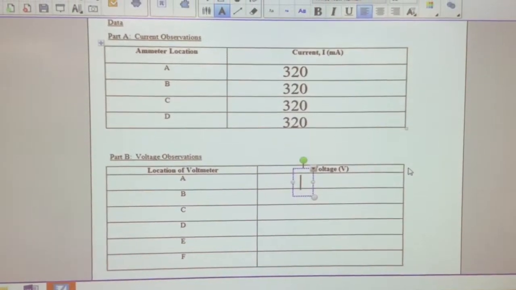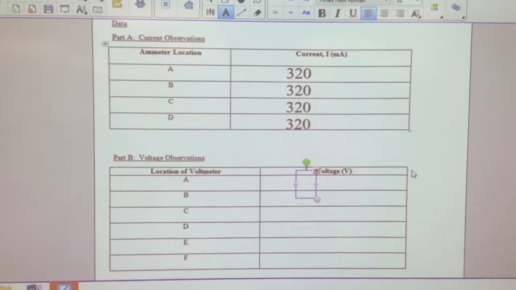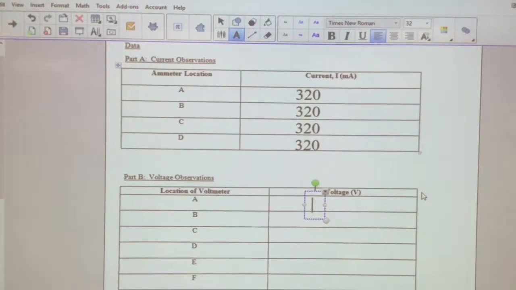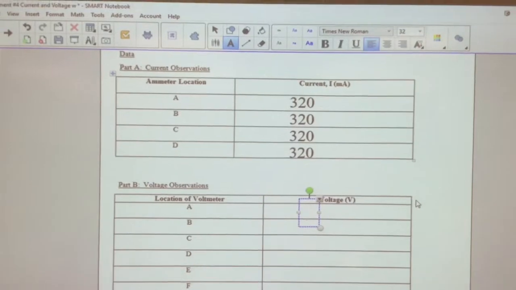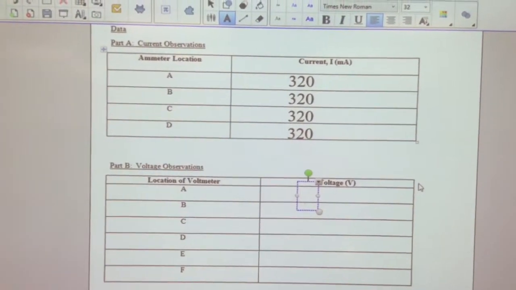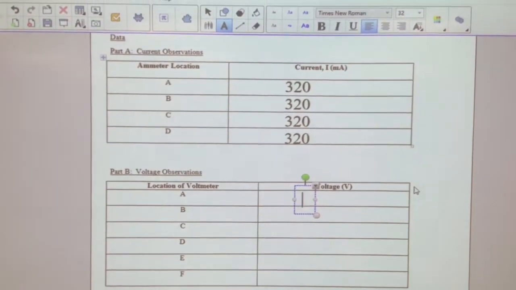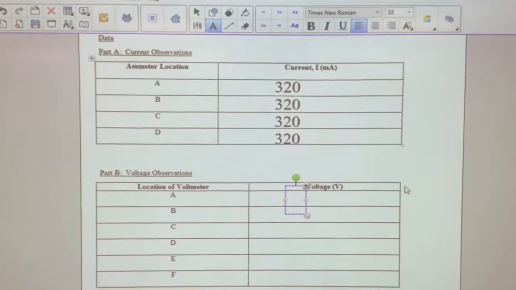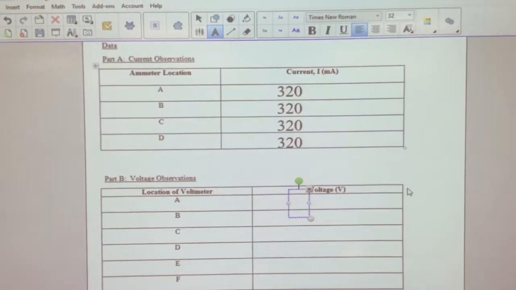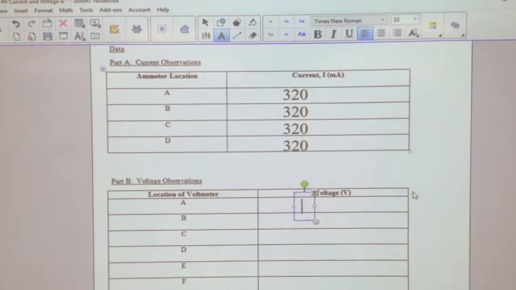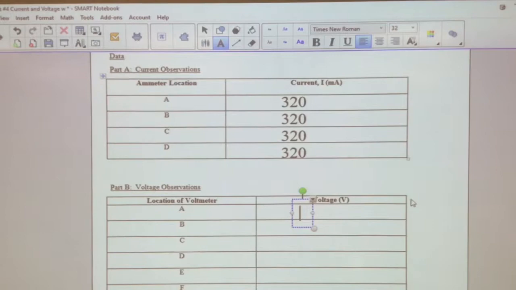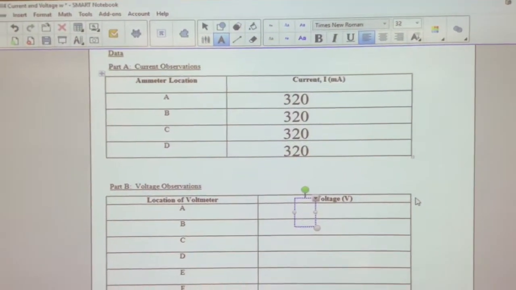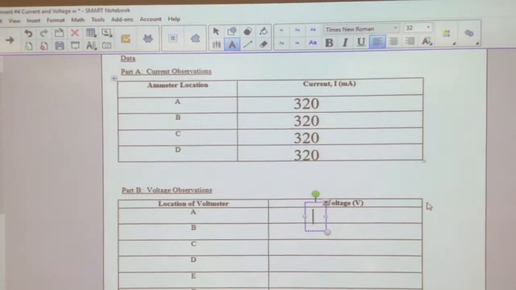Just to summarize part A of the experiment, it doesn't matter where I measure the current, whether at point A, which is right after the power supply, point B, which is right after the switch, point C, which is right after the light bulb, or point D, before it goes back into the power supply. The current is the same at any point that I measure throughout the loop of the circuit. Current doesn't change.